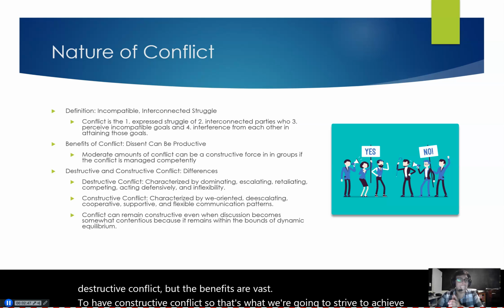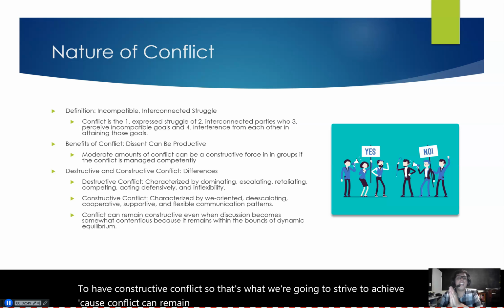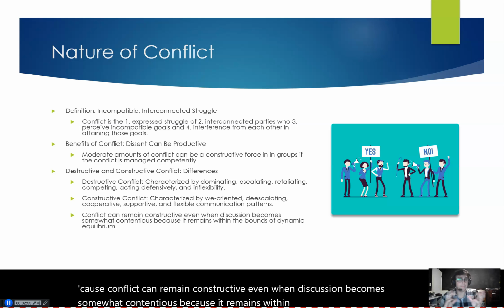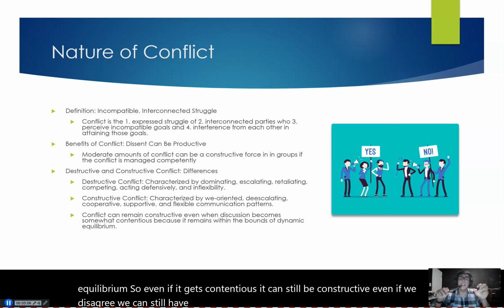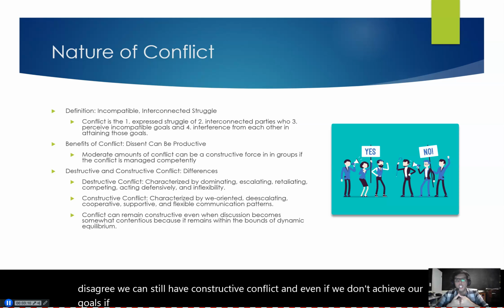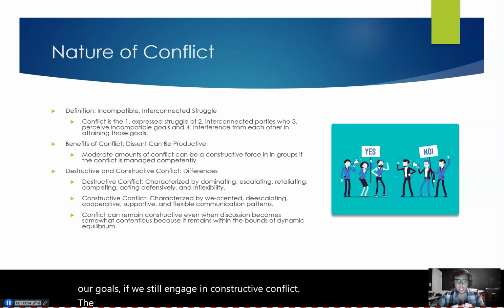Conflict can remain constructive even when discussion becomes somewhat contentious, because it remains within the bounds of dynamic equilibrium. So, even if it gets contentious, it can still be constructive. Even if we disagree, we can still have constructive conflict. And even if we don't achieve our goals, if we still engage in constructive conflict, the relationship can flourish and the group can flourish.